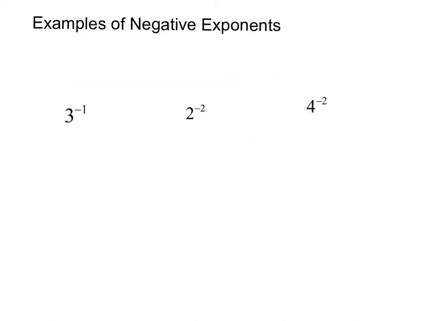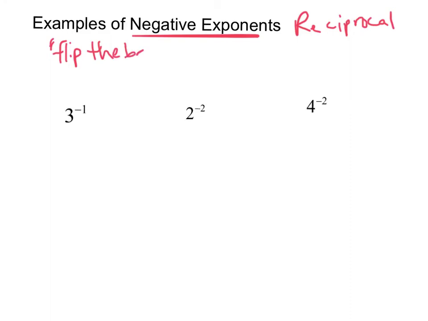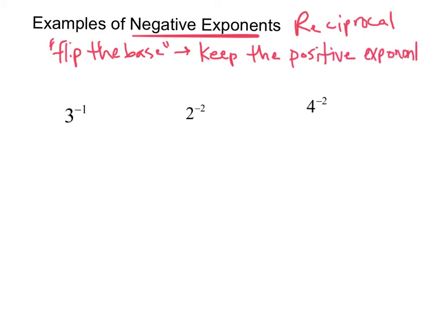So if we look at some of these examples, remember, we're going to think about negative exponents. We want to think reciprocal. That means we're going to flip the base, but then what we want to do is keep the positive exponent. So what's going to happen here is taking that reciprocal gets rid of the negative, but we still have to keep our exponent. So let's take a look at what's going to happen here.